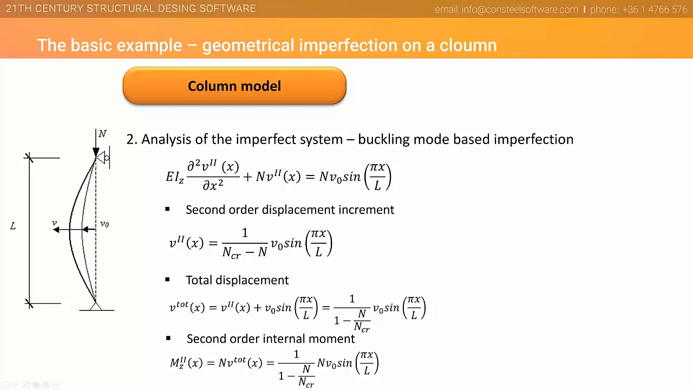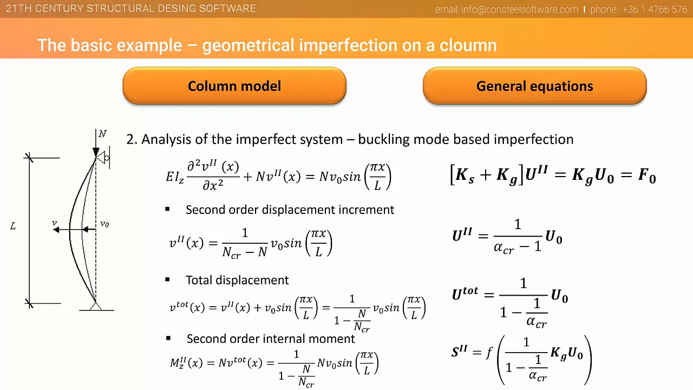In this column example, we can calculate the second order bending moment, which is equal to the normal force multiplied by the total lateral displacement, and this will be the final equation for the second order internal moment. So we can see that it depends on this well-known amplification factor. So these are the relationships for the imperfect column problem, and these can again be generalized to finite element terms.